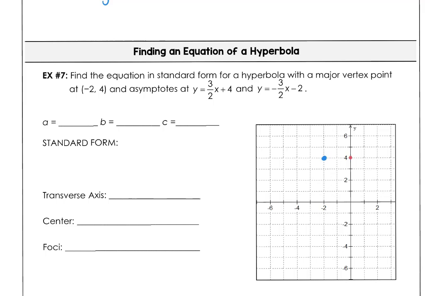So we're going to have a B value at 4. This is my B value. And rise 3 and run 2, rise 3 and run 2. So we have an asymptote going through here.